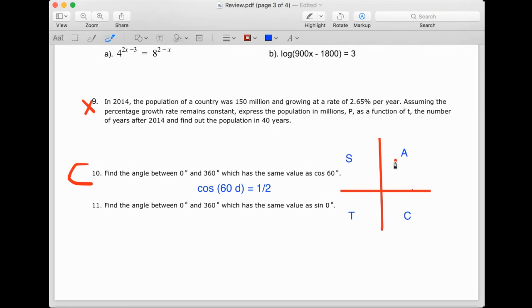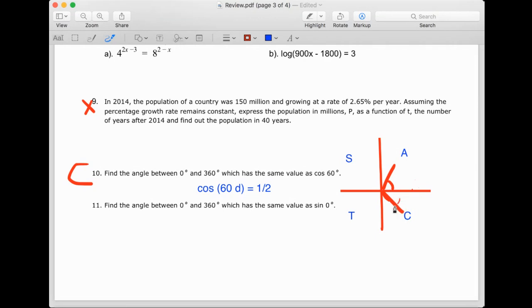Let's see, 60 is somewhere here, right? This is our coterminal line. So we're talking about this angle. This is our angle measure, 60 degrees, or pi over 3. Right? So which other angle gives us the same value? So this equals cosine of some other angle. What do you think? It has to be in the fourth quadrant, and its reference angle has to be 60.